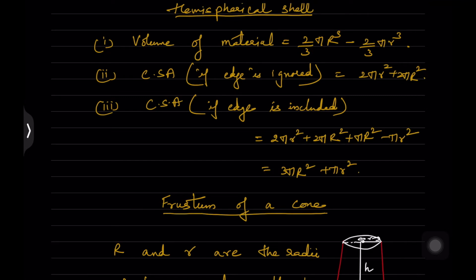So CSA, if edge is ignored, is equal to 2 pi capital R square plus 2 pi small r square. If edge is included, then you have 2 pi capital R square plus 2 pi small r square plus pi capital R square minus pi small r square. The edges include that outermost ring part, that also we are writing. So therefore it's equal to 3 pi capital R square plus pi small r square.